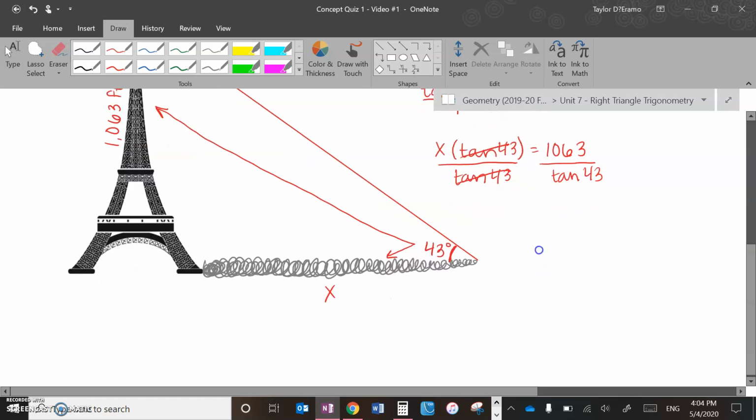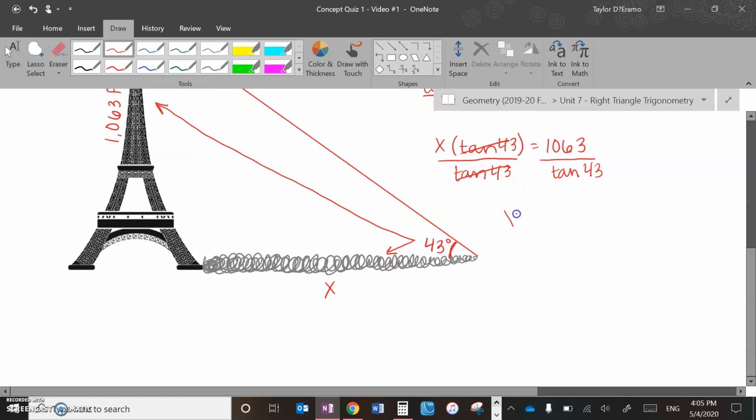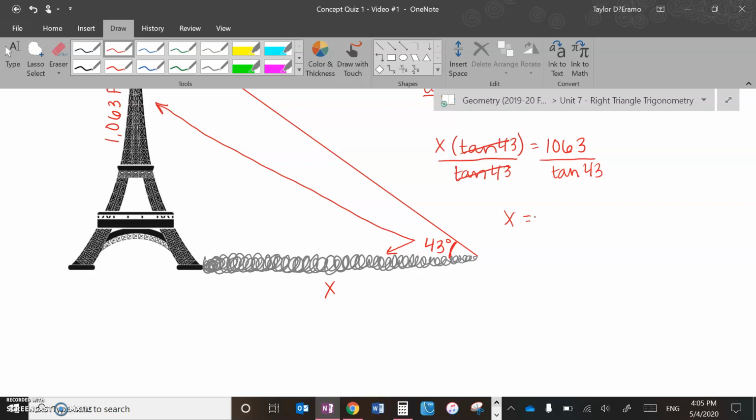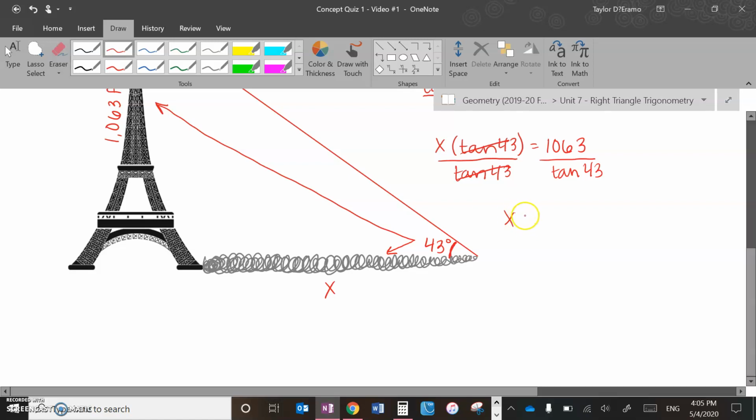This is going to cancel out. So now I've got x equals, and I'm just going to plug it into my calculator. I have to use my real one, because I don't know how to use the one on the computer. I'm going to plug in 1063, divide that by tan of 43, and that gives me approximately 1,139.9 feet.